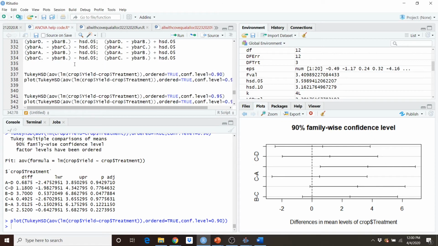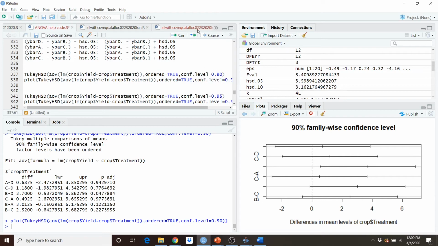Okay, we've created our confidence intervals at alpha of 0.10 and then alpha of 0.05. We can actually use the Tukey HSD function in R to do this same thing. Notice there's a linear model function nested inside an AOV function, nested inside the Tukey HSD function. I've specified order equals true. I've also specified that my confidence level is 0.90.